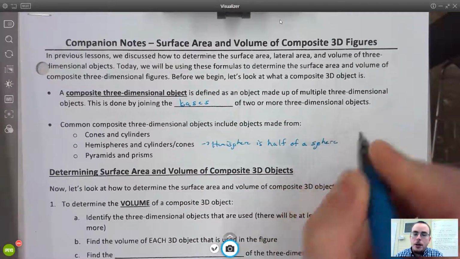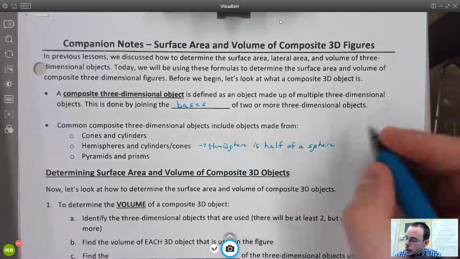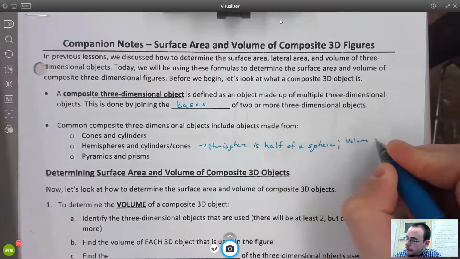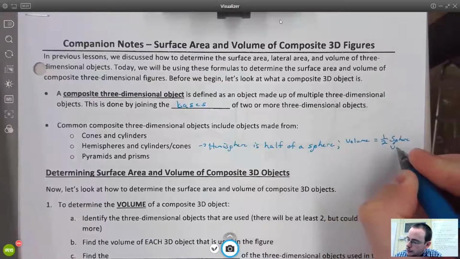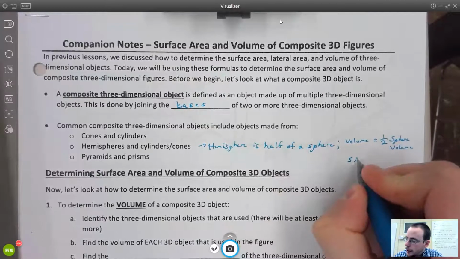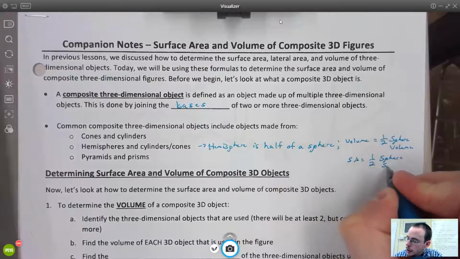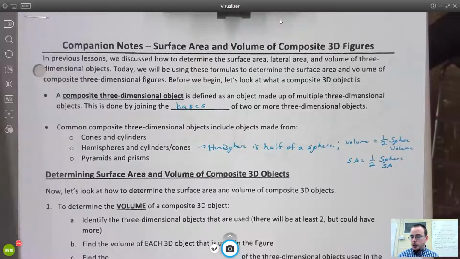Okay. So that means if you wanted to find the volume or surface area of a hemisphere, the volume of a hemisphere would be half of a sphere's, and the surface area of one would be half of the sphere's surface area as well. So that's just something to keep in mind, and although it's not on this note sheet specifically, I will make sure to show you how to do that in just a minute.